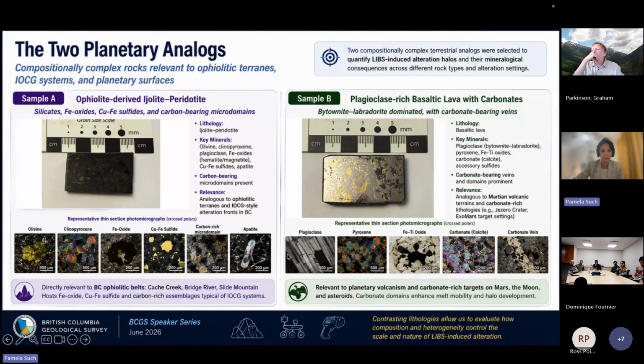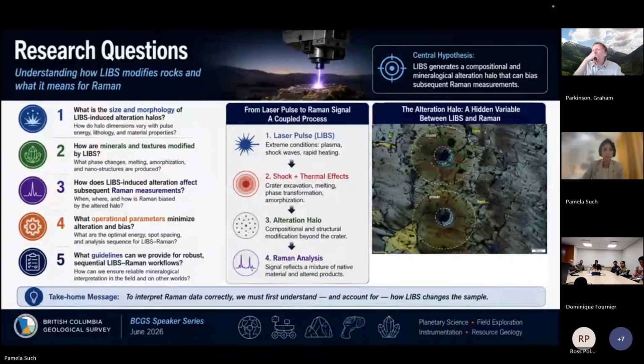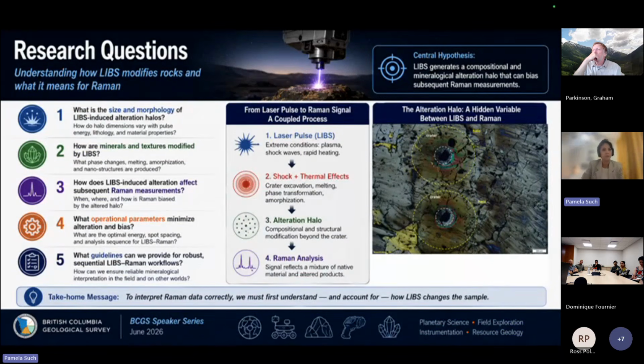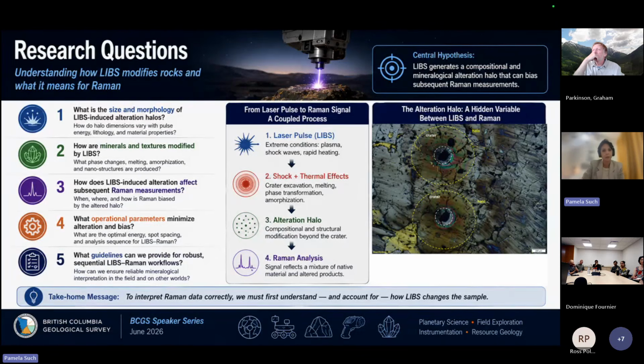And these images under here are photographic images from sections of the mineralogy of the sample. So what was the research question we asked ourselves? It was understanding how LIBS modifies rocks and what it means for Raman. So what is the size and morphology of the LIBS-induced alteration halo?